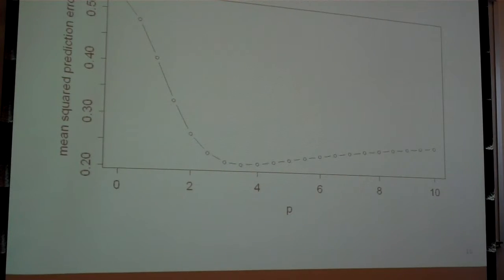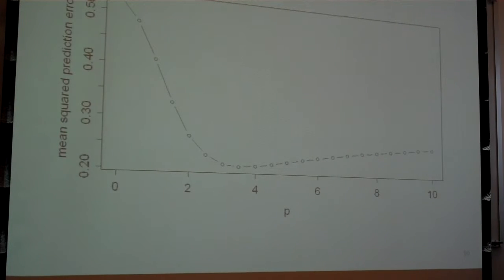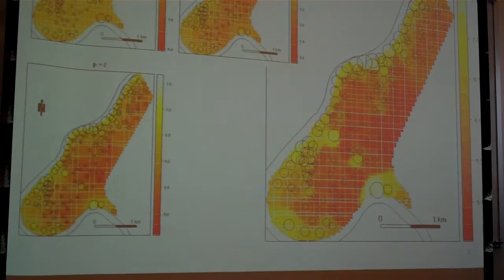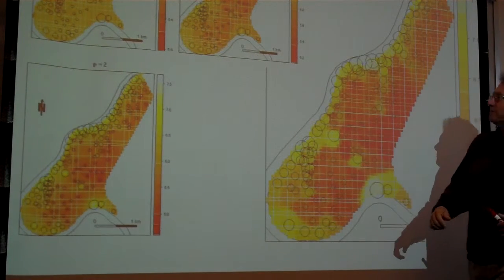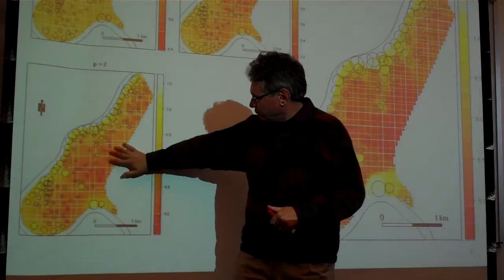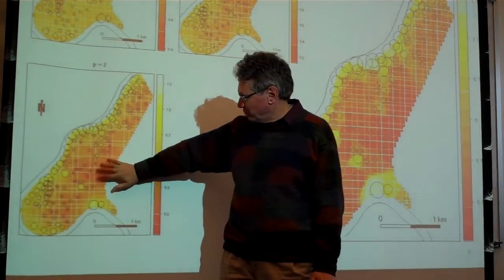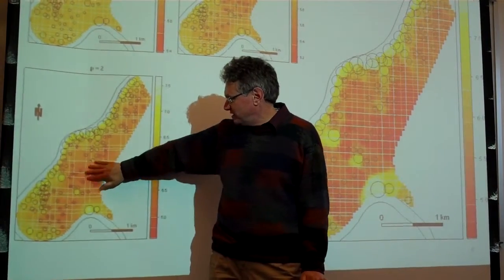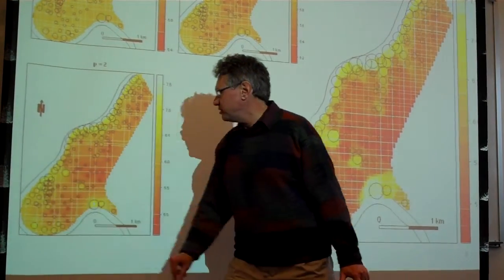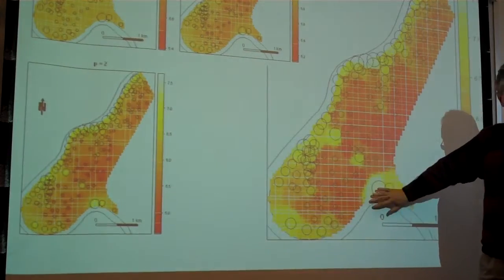I actually don't have a picture of what that interpolation looks like, but obviously it would have a bit more spatial structure than this one. It would be even more strongly red in here and strongly yellow in here, but not as blocky as this.